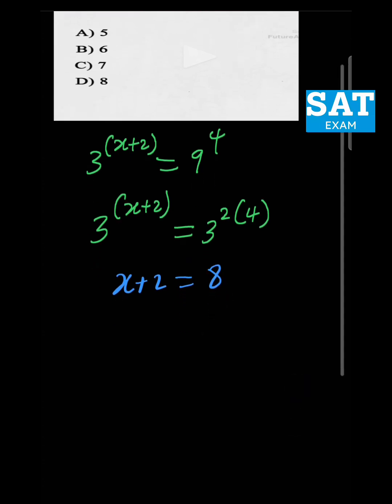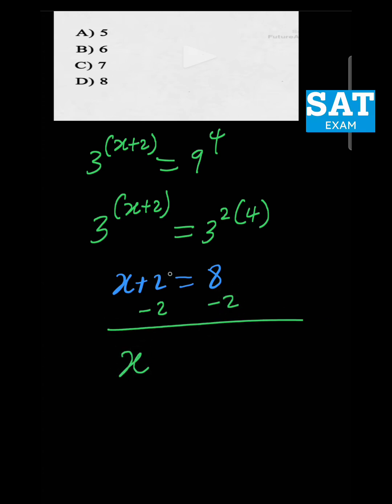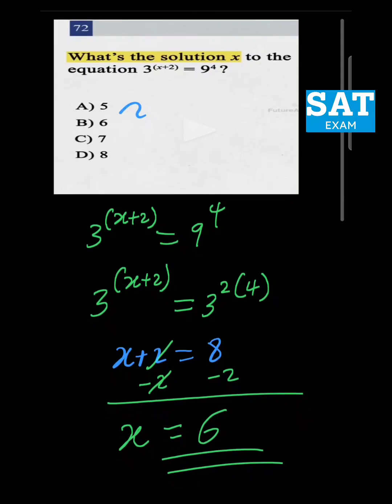Then what do? We're going to subtract 2 from both sides. So here we have minus 2, minus 2. So that x now, this positive 2 and negative 2 is going to cancel. x will be equal to 8 minus 2, which is going to be 6. So therefore, 6 is the value of x that satisfies this exponential equation, which is option B.